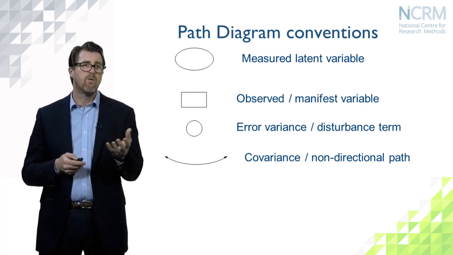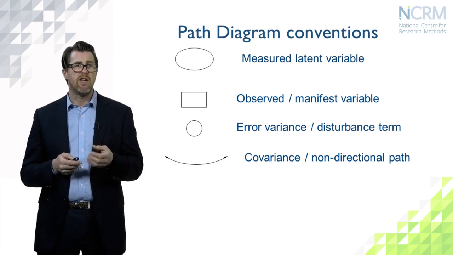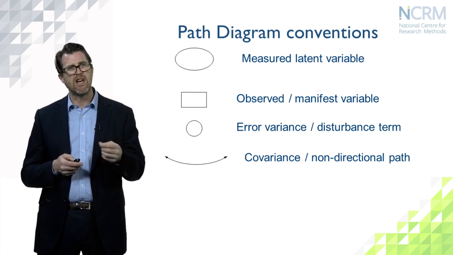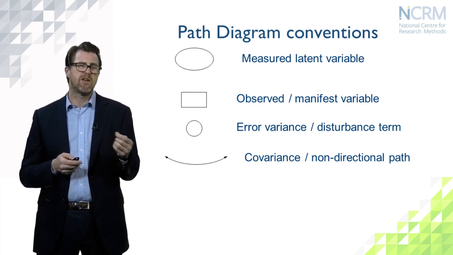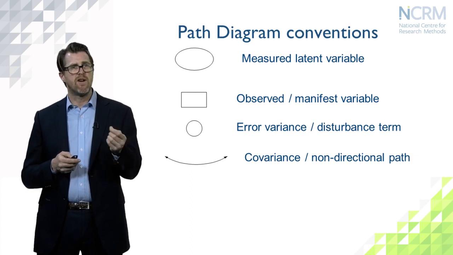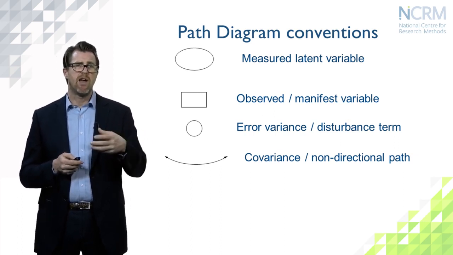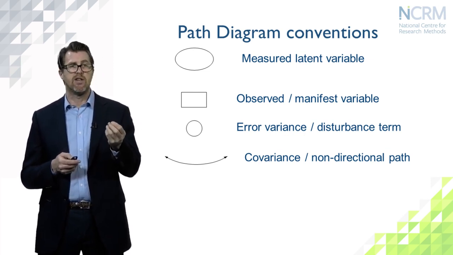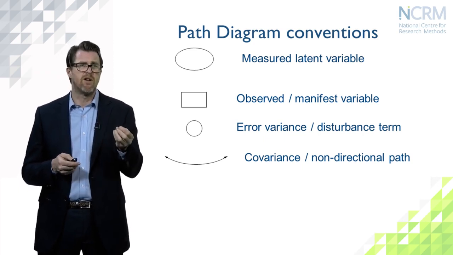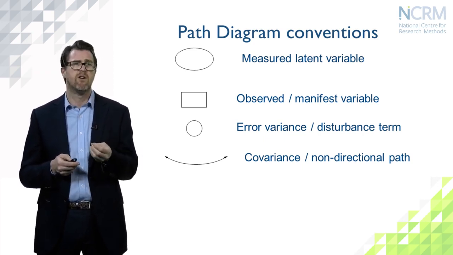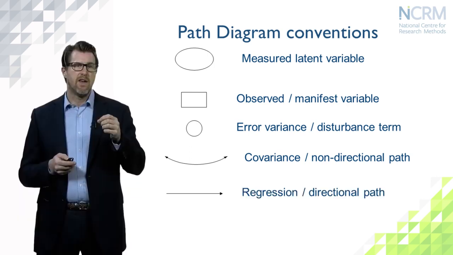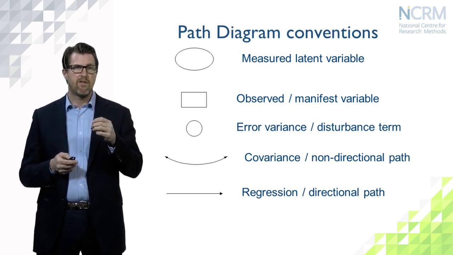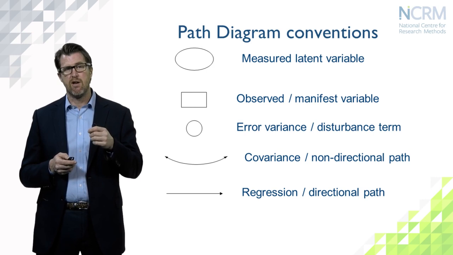A curved line with an arrow at each end indicates a covariance between two variables. We sometimes call this a non-directional path or an unanalyzed relationship, because it shows that two variables are related to one another, but our model does not specify anything about the direction of that relationship. It may be because it's not an important part of the theory, but we know that the two variables are associated. Lastly, a straight line with a single arrow at one end indicates a directional path, a regression coefficient.